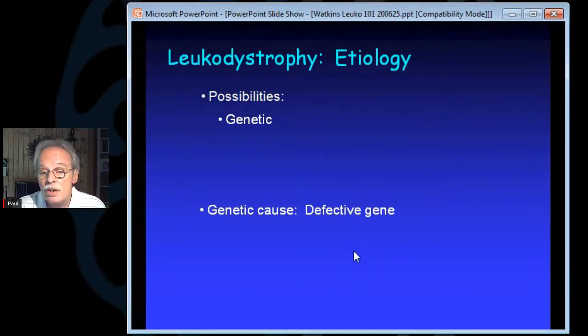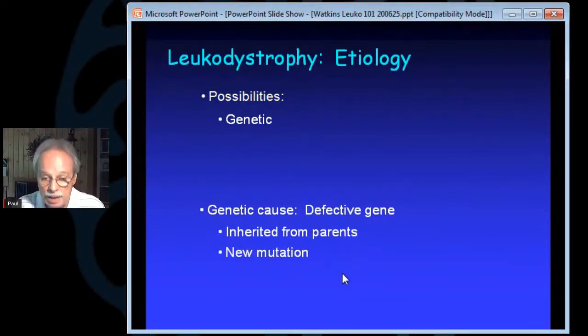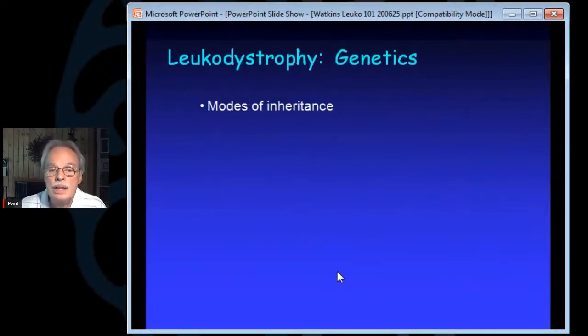And by genetic cause, we mean there's a defective gene somewhere. Means it's inherited from your parents. Could be a new mutation. Most often than not, it's inherited. But there's always the possibility of the bad luck of having a new spontaneous mutation. So let's just briefly go over modes of inheritance.